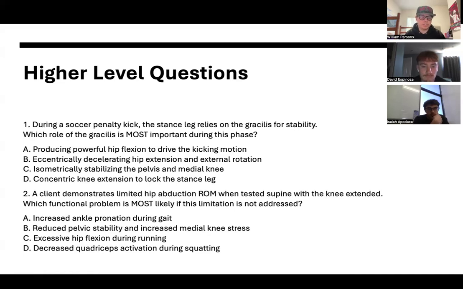And then the second question: a client demonstrates limited hip abduction when tested supine with the knee extended. Which functional problem is most likely if this limitation is not addressed? A, increased ankle pronation during gait. B, reduced pelvic stability and increased medial knee stress. C, excessive hip flexion during running. Or D, decreased quadriceps activation during squatting.